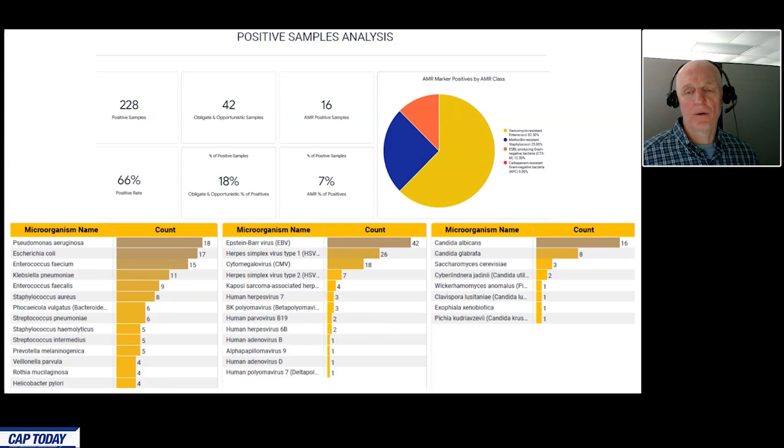And then the fungi most commonly detected are oral flora found in the oropharynx, Candida species, Saccharomyces.